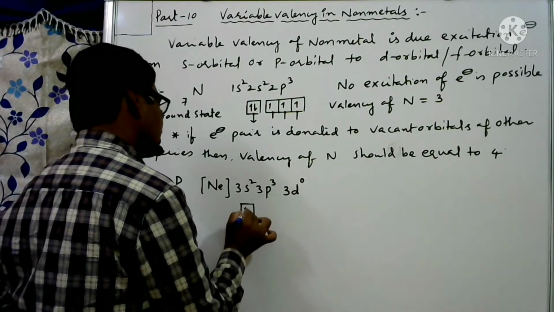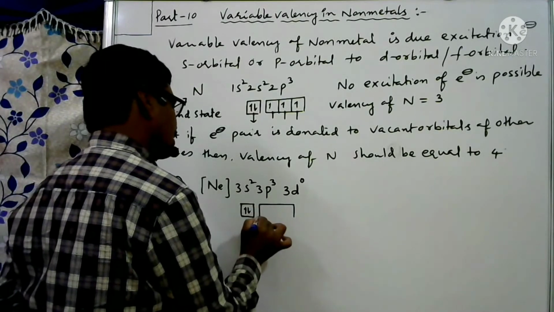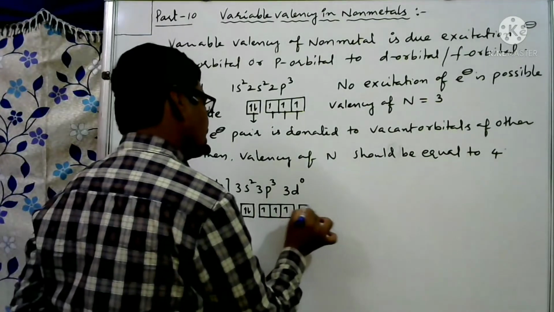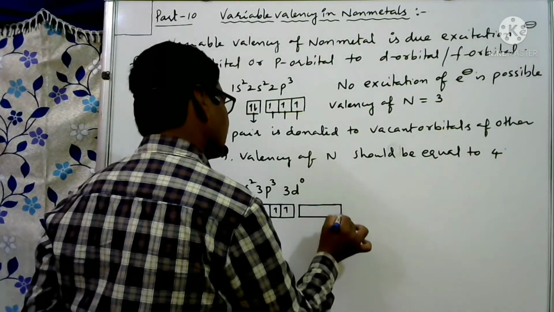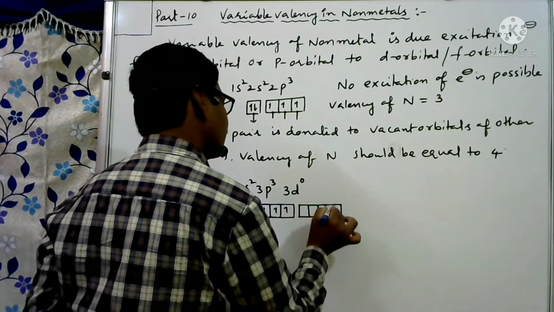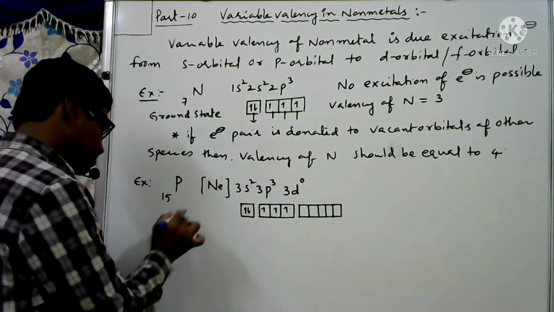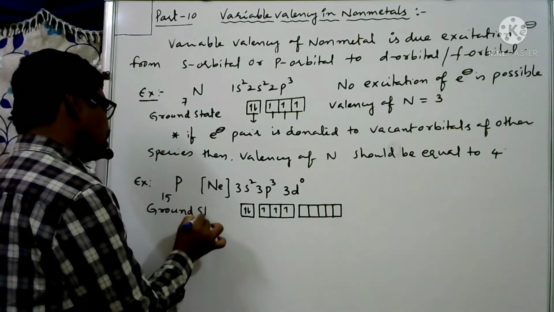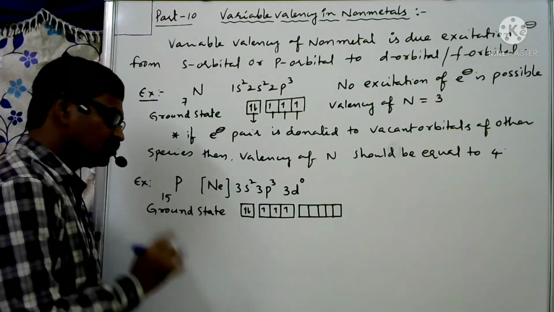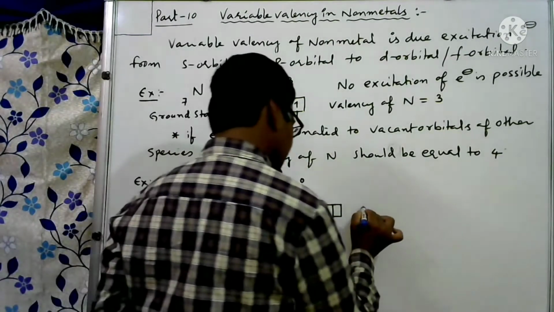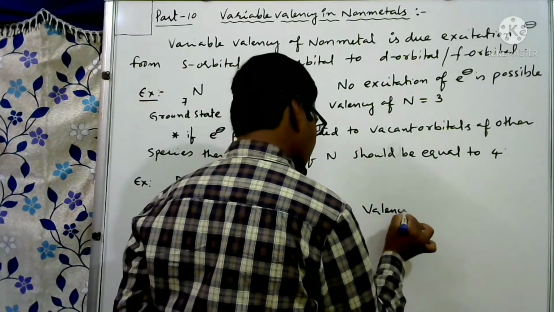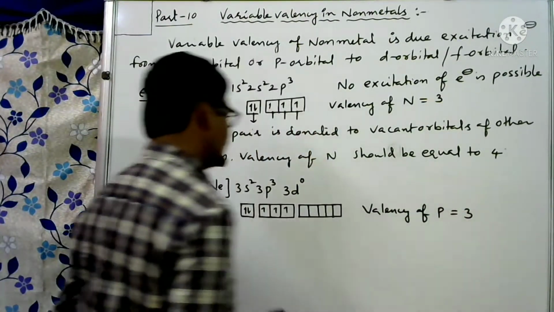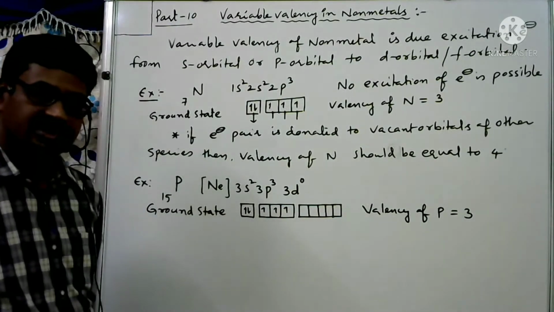Here 2 electrons are present in the s orbital, and in the p orbital, 1, 2, 3. The d orbital is vacant here. In the d orbital, no electrons are present. All these are vacant. This is called the ground state electron configuration. In the ground state, the valency of phosphorus is equal to 3.